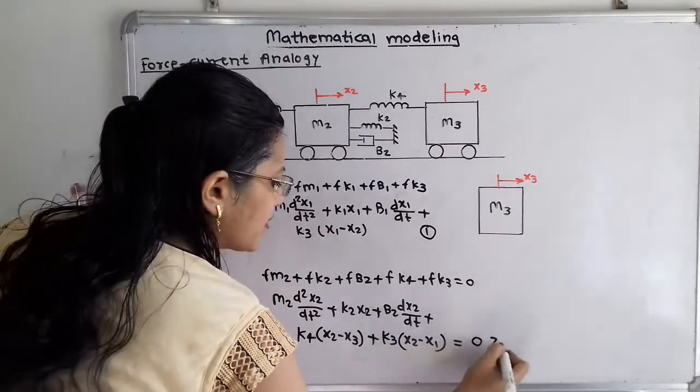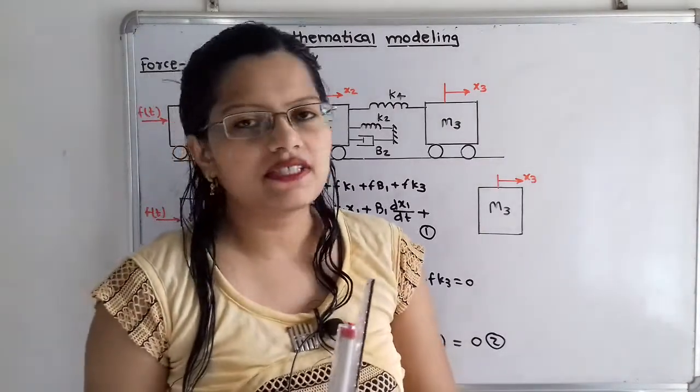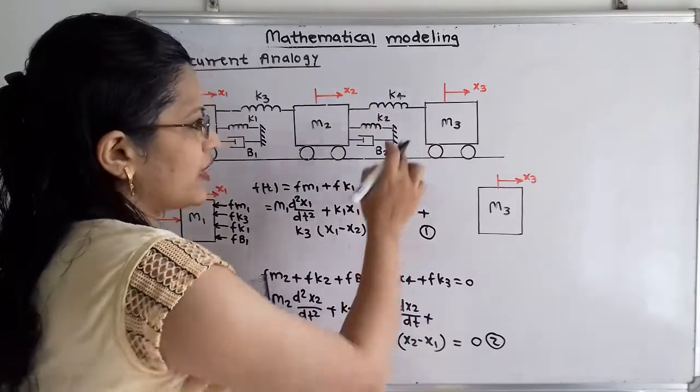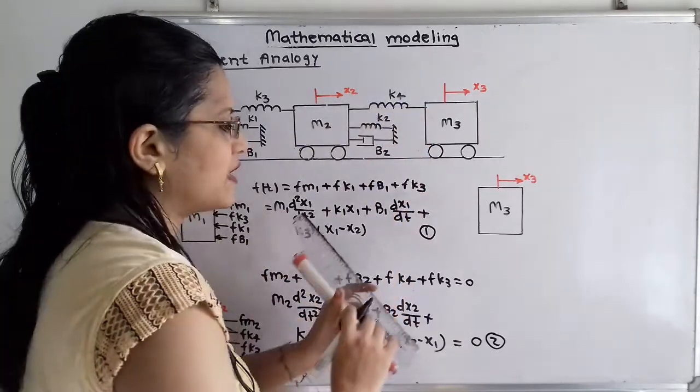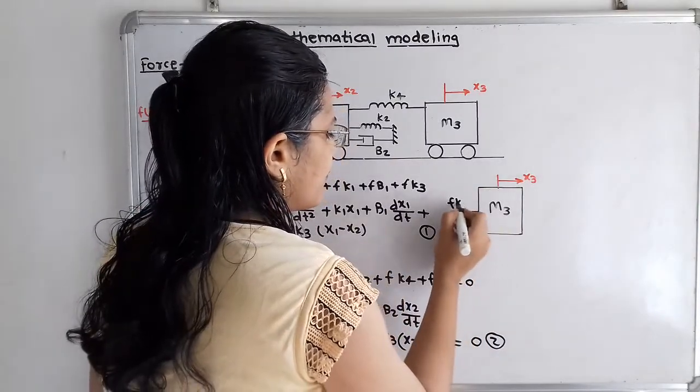So this is the second differential equation. Now we will move to the next mass, m3. This m3 is connected to only k4, and k4 is on its left-hand face. So I will show that the reaction force due to k4 is Fk4.